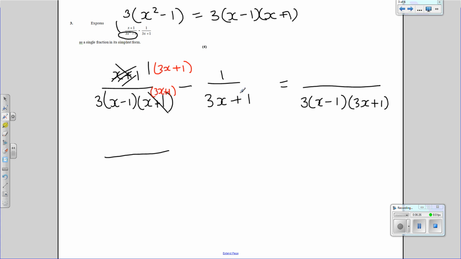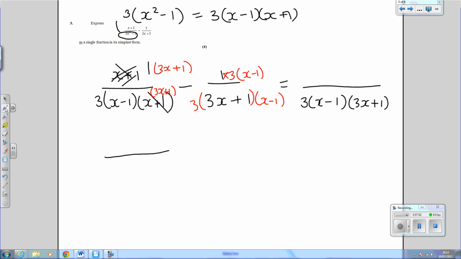We're going to do the same with the second one. That's already over 3x plus 1, but it needs to be over this 3 and this x minus 1. So I'm going to add that in, or multiply the bottom by that. So we're going to have a 3 and an x minus 1. Put it in any order you want. Make sure you put the same on top. Now that's a 1, and we're going to multiply it by a 3 and an x minus 1. So now both these fractions are over this common denominator, so we just need to subtract.